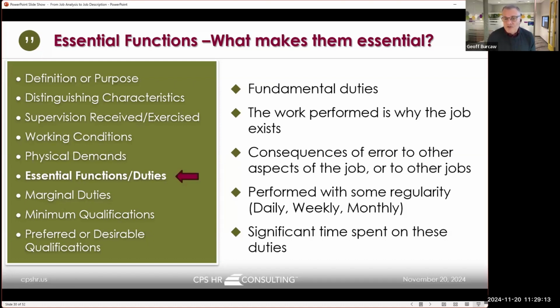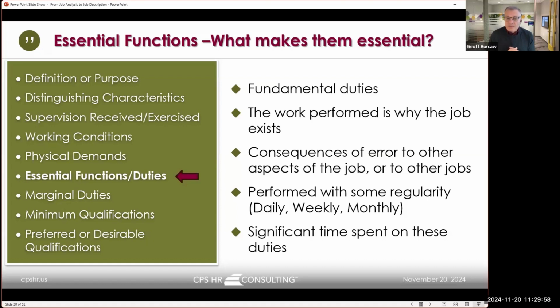Think about if you do a lot of project work, an important duty of yours is planning and organizing your work. Estimating timelines and prioritizing tasks and planning out your work. If you didn't do that or you weren't good at that, other parts of your job will suffer. You're not going to do very well in your projects. You're not going to get them done on time if you aren't good at that planning and organizing. Or there could be consequences to other jobs. If you don't get something done, is it going to affect someone else in another job? So just another way of looking at what makes something essential.